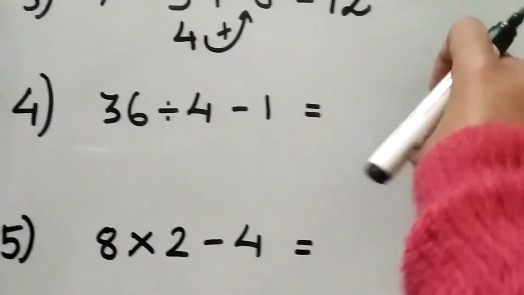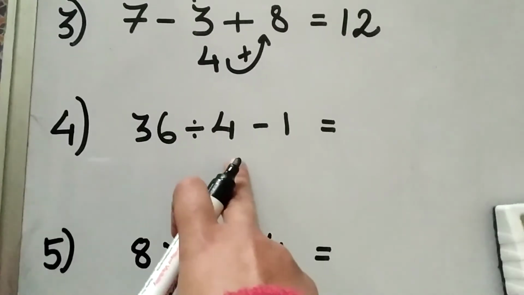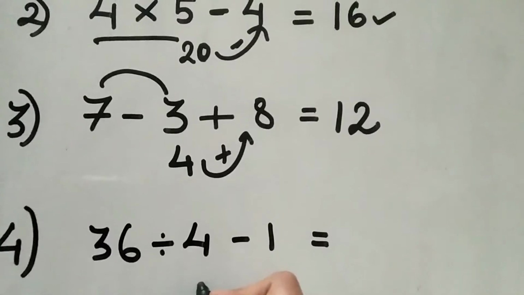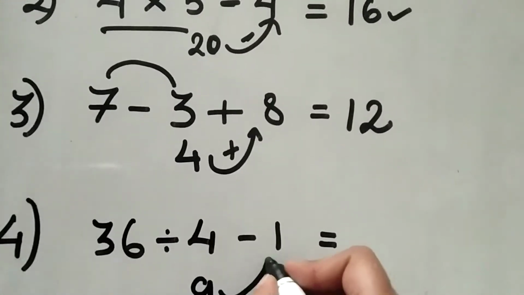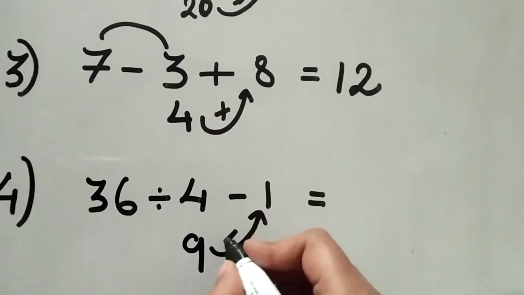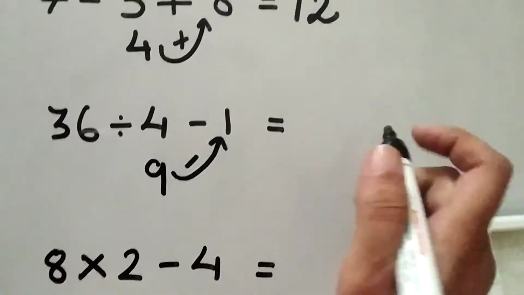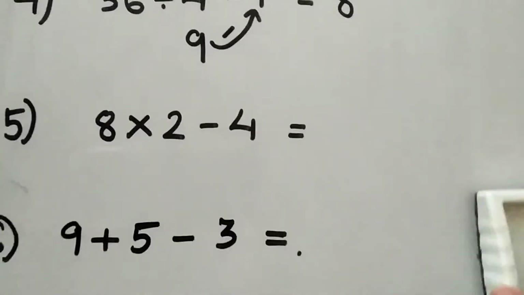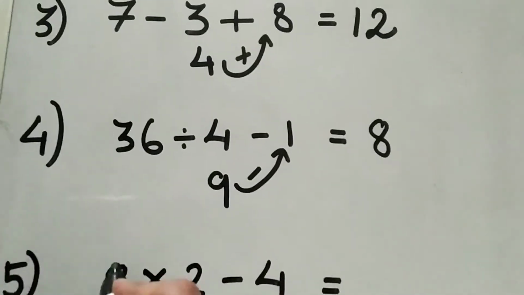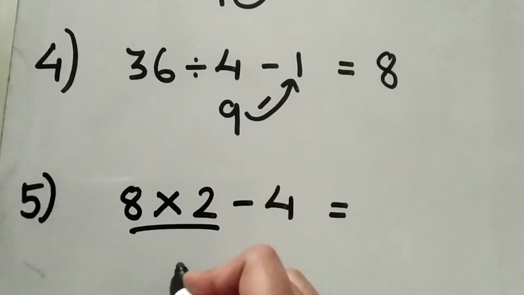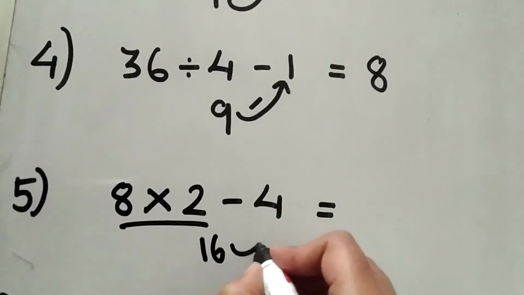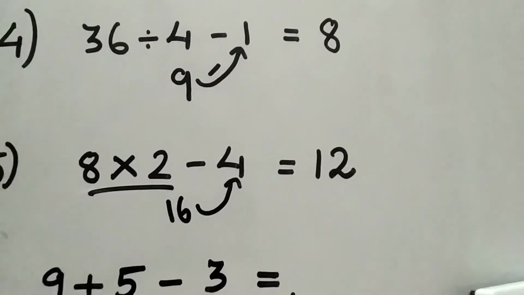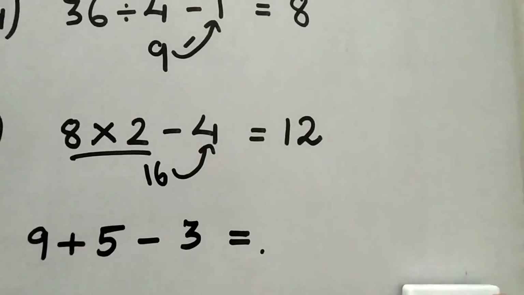Come to the fourth question. 36 divided by 4. In the table of 4, when does 36 come? 4 nines are 36. So the answer will be 9 over here. And then you are going to use this 9 to solve the last part. 9 minus 1. What is 9 minus 1? It is 8. So your answer will be 8. Again, what are 8 twos? 8 twos are 16. First we solve these two parts and your answer is 16, and then 16 minus 4 is how much? 16 minus 4 is 12. So you are going to write down 12 over there.